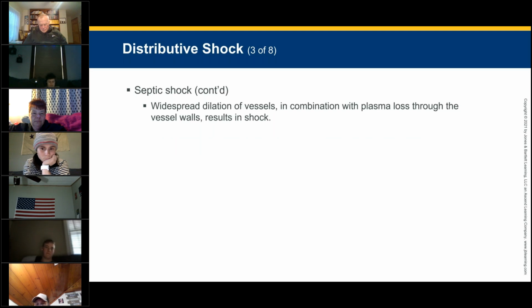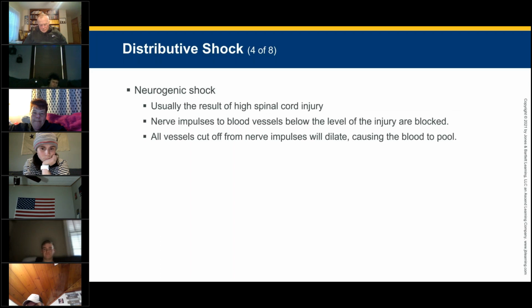And like I said, the widespread dilation of all the vessels with the plasma loss is what gives you your septic shock. Neurogenic shock is usually the result of a high spinal cord injury. Muscles in the walls of the blood vessels are cut off from the sympathetic nervous system and nerve impulses that cause them to contract. All vessels below the level of the spinal cord injury will dilate widely, increasing the size and capacity of the vascular system, which causes the blood to pool.